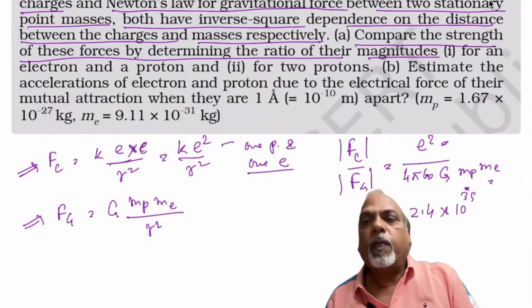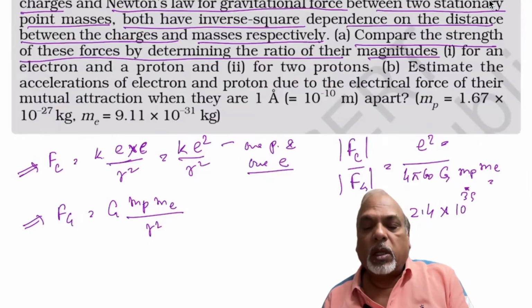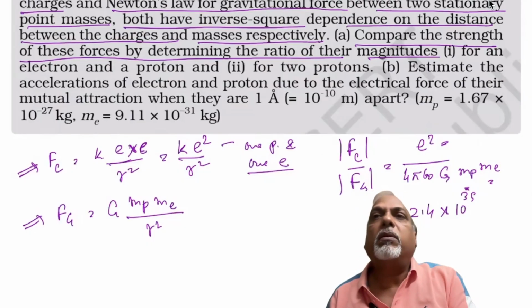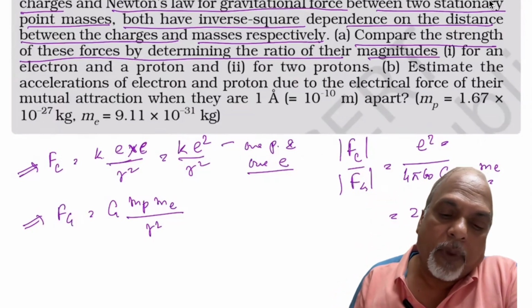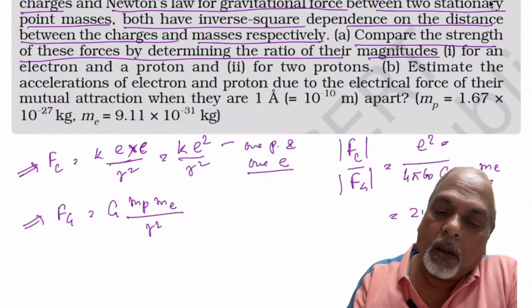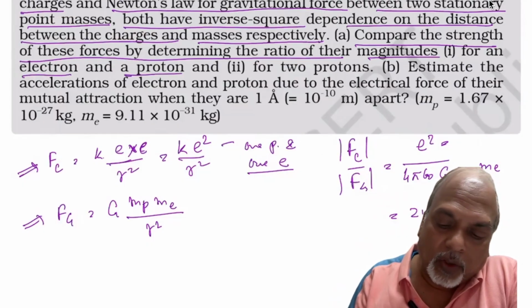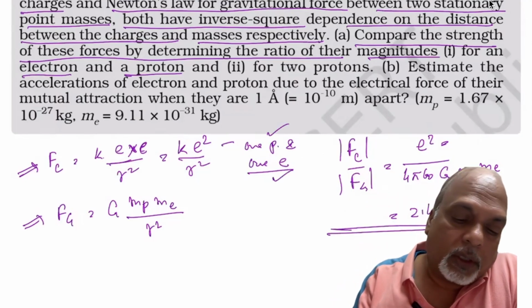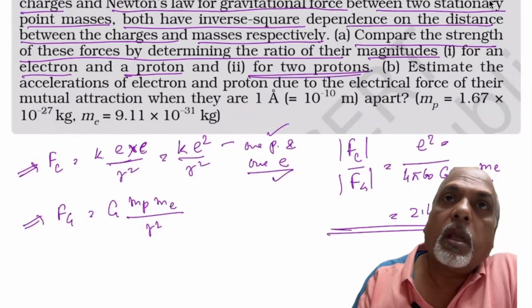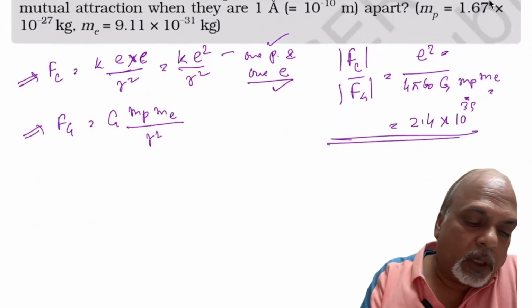Now just see, the electric force is very, very big in comparison to the gravitational force. So this is the comparison for an electron and proton. We have seen this for an electron and proton because we have taken one electron and one proton. For two protons, if we take it for two protons, of course, this is the same.